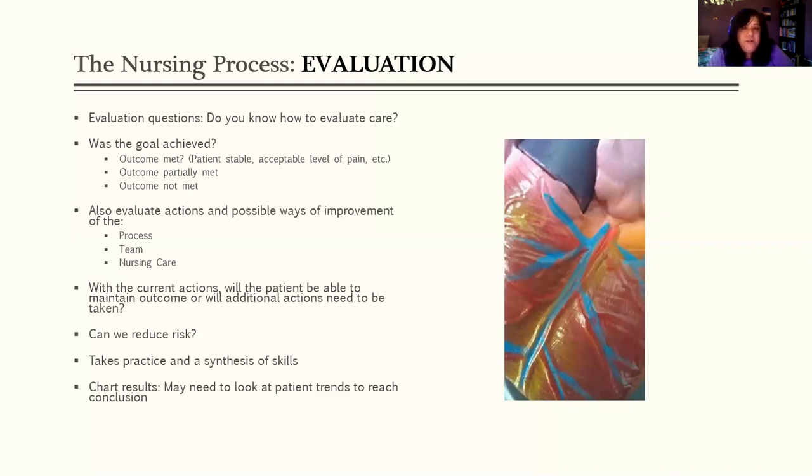Finally, we need to chart our results, because part of the evaluation process may mean that we have to look at history. In other words, if we're starting a blood pressure medication on a patient, we're not going to give them necessarily one dose and say, it works, we're done. All right, we may have to give it over a period of time and see how their blood pressure is doing. So we have to look at the trends. And that's another reason charting is so important, because that's how we base our evaluation. Did it work? That's how we look at it.